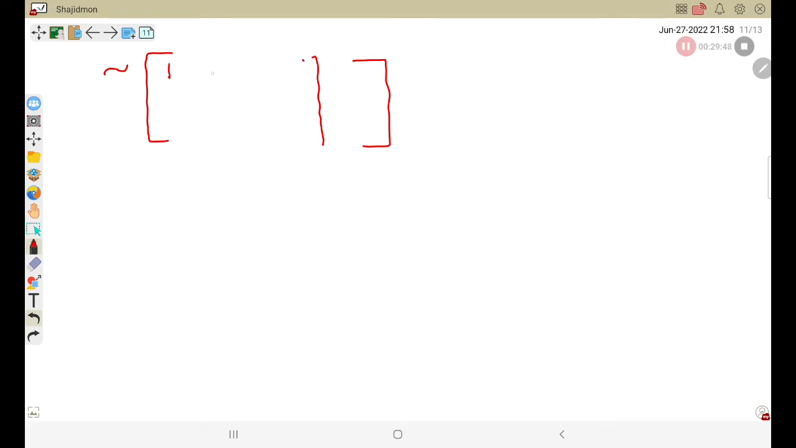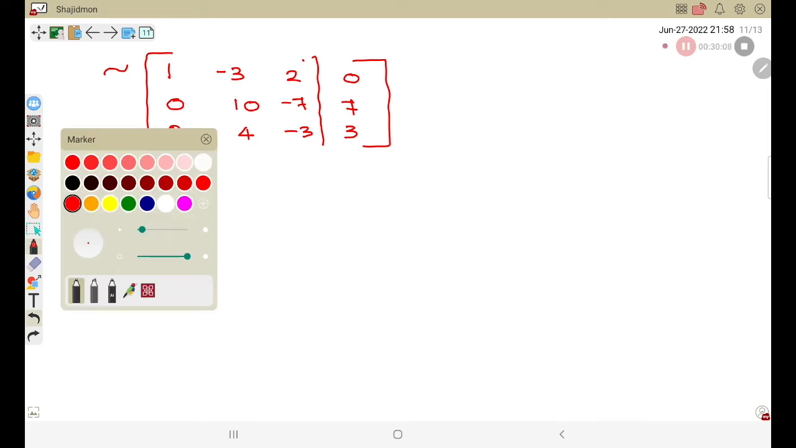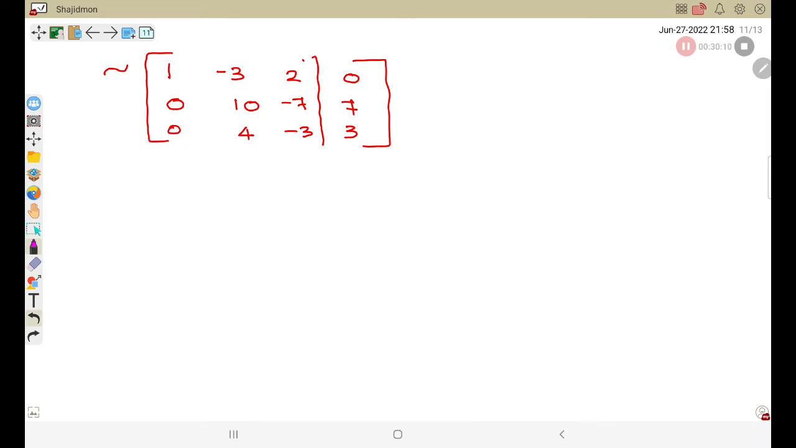First row no change: 1, minus 3, 2, 0. Second row, when we use that transformation, we will get 0, 10, minus 7, 7. And 0, 4, minus 3 and 3 is the third row. We are using that transformation. I am only giving the steps. Calculation you can do by calculator.